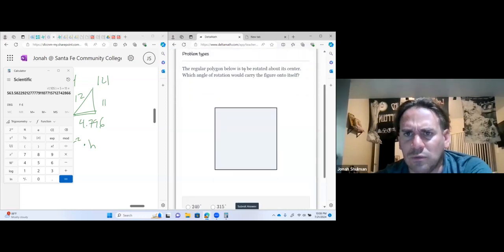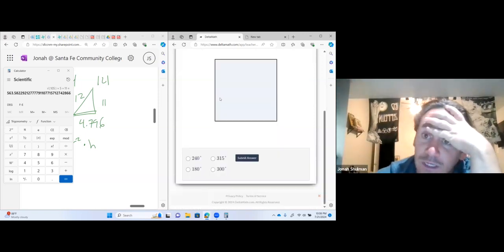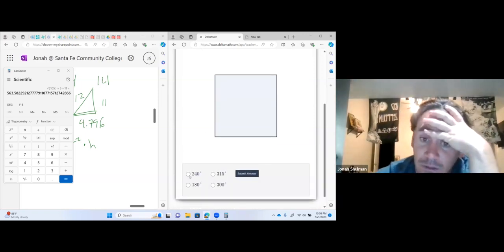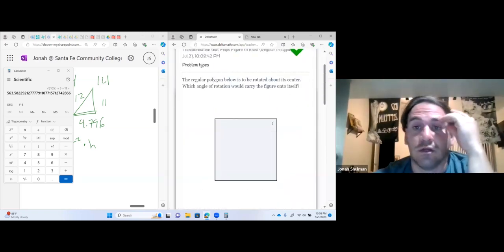Which regular polygon is to be rotated about its center? The regular polygons. Okay, so when does it look the same? It looks the same at 90, 180, 270, 360. All right, let's do one more of these because it's a square.